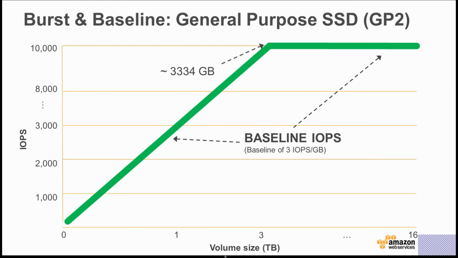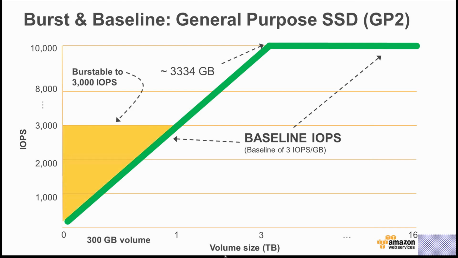Next, we're going to show the burst performance. So in orange, we see volumes less than 1 terabyte will get an extra burst performance of 3,000 IOPS. Any volume less than 1 terabyte in size can burst to 3,000 IOPS. When the burst runs out, you'll revert back to your baseline performance. For example, if you have a 300 gigabyte volume, you'll get a baseline performance of 900 IOPS and a burst performance of 3,000.